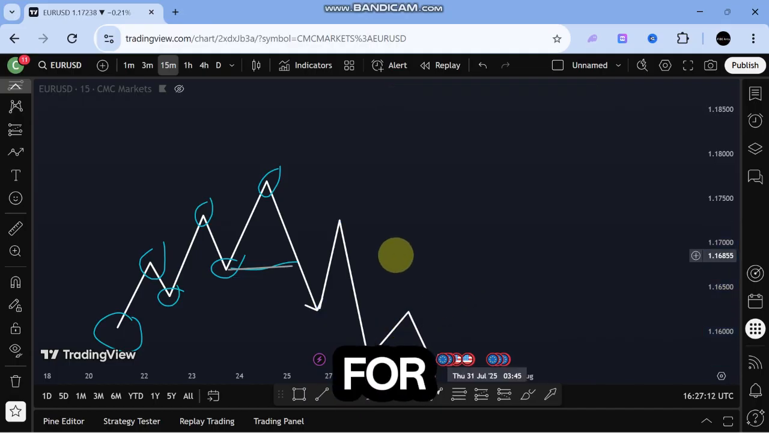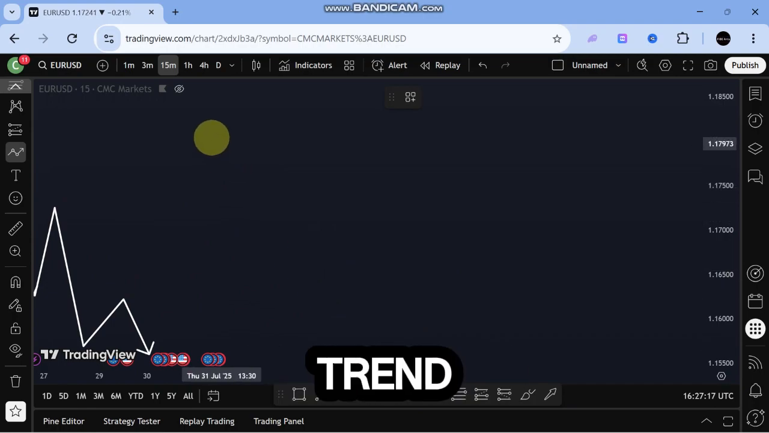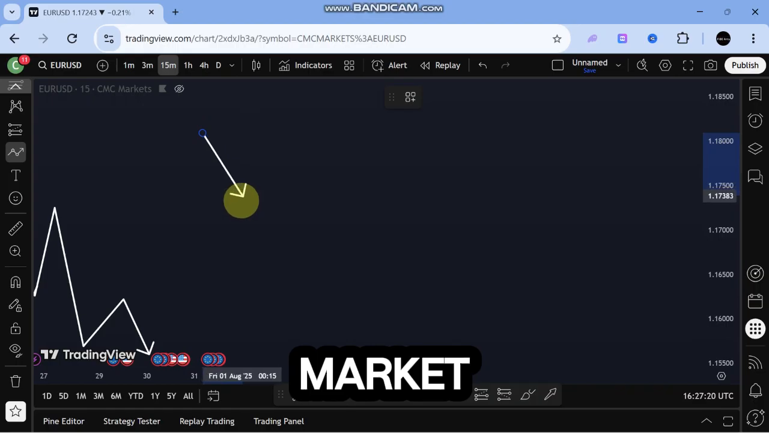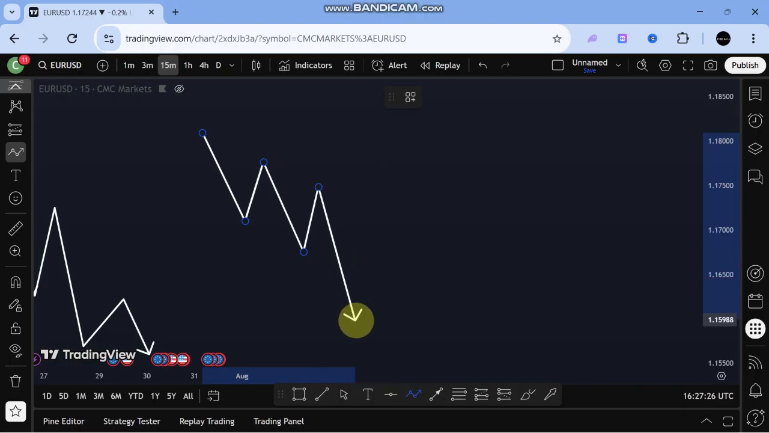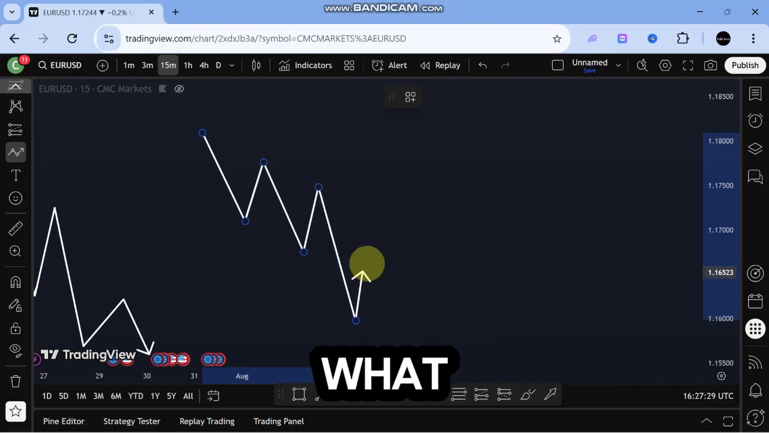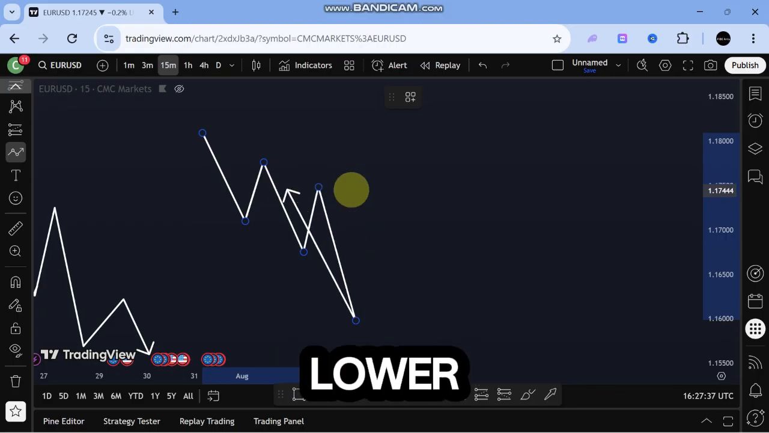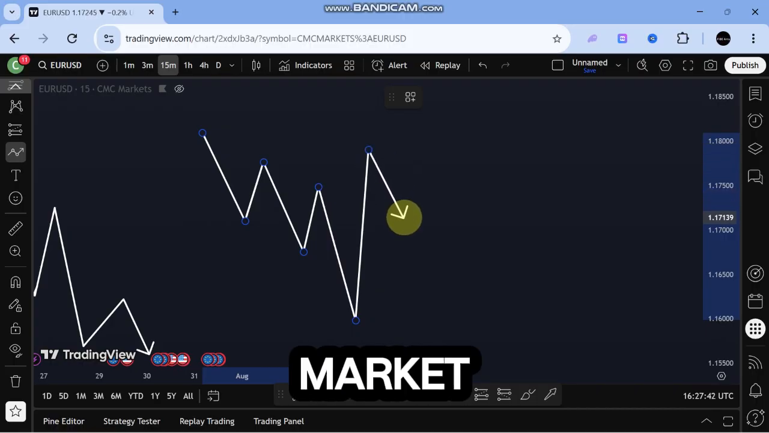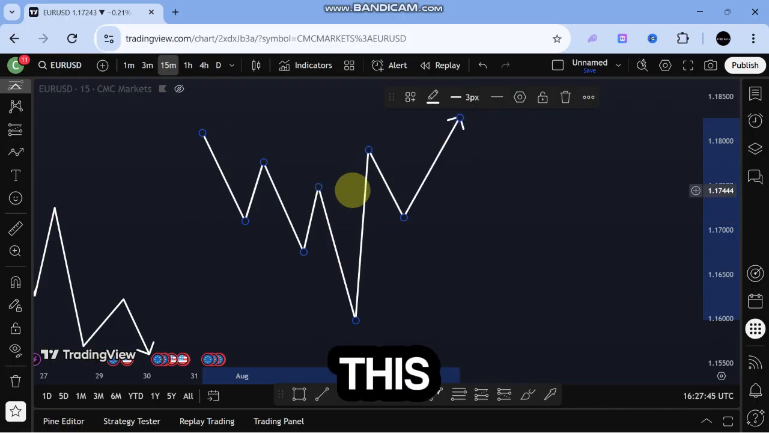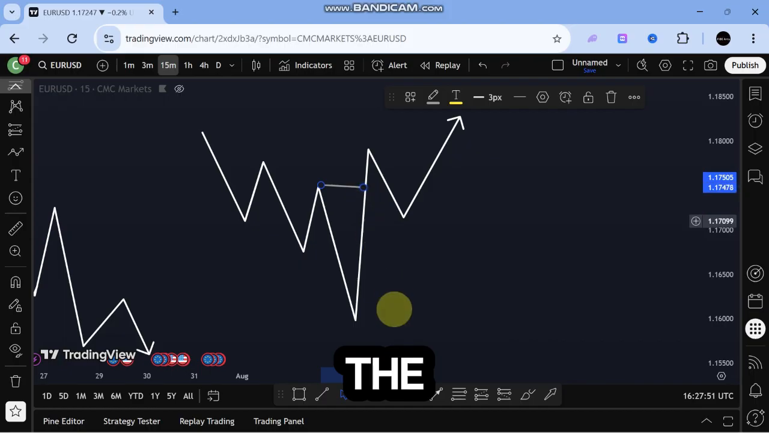Also, for a bearish movement or a downward trend, if market price was going down, making a series of lower lows and lower highs, then suddenly you see price go above our previous lower high, which is this one right here, and goes above it. Know that the market has changed structure to the upside, and this place is what we call our change of character. This will be our change of character to the upside.